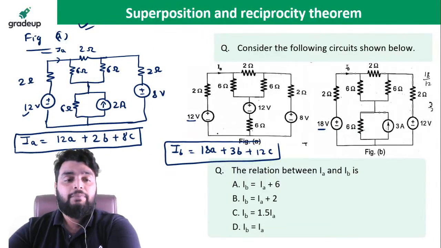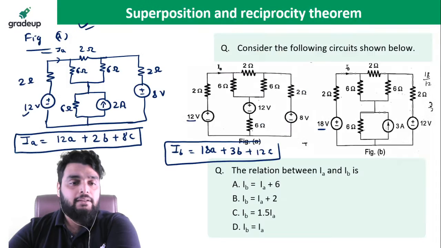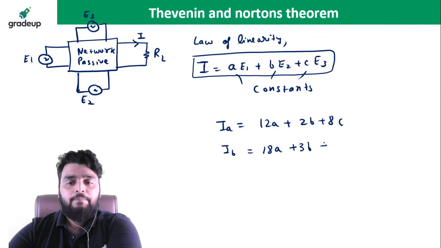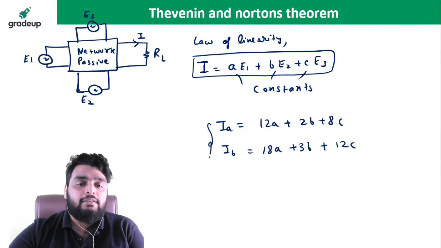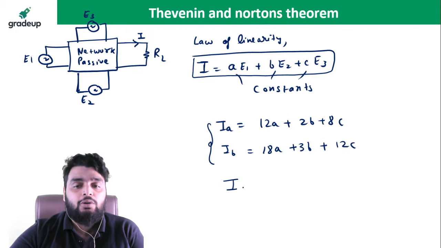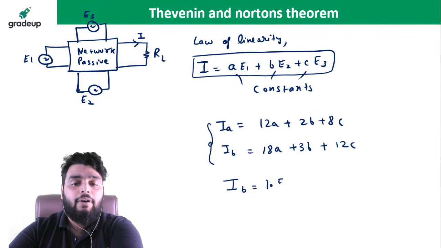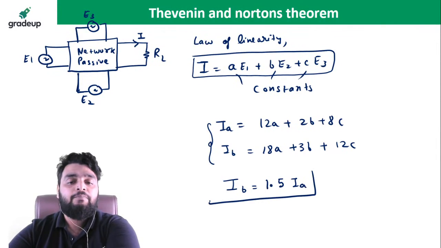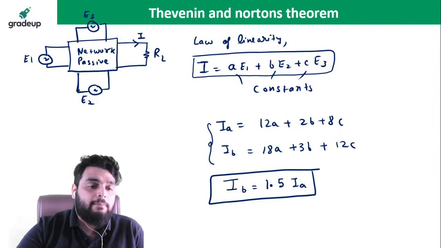So see very carefully. I will write here again. IA is equal to 12 times A plus 2 times B plus 8 times C. And IB is equal to 18 times A plus 3 times B plus 12 times C. Yes or no? So can I compare these two equations? When you compare these two equations, you will see that IB is 1.5 times IA.